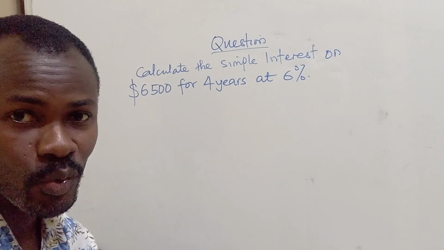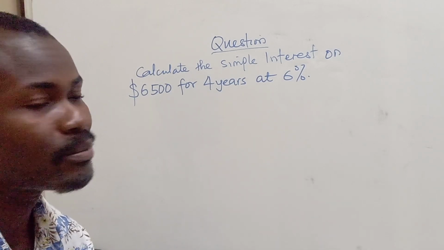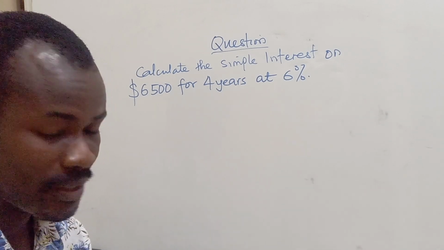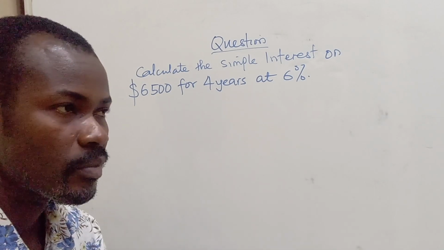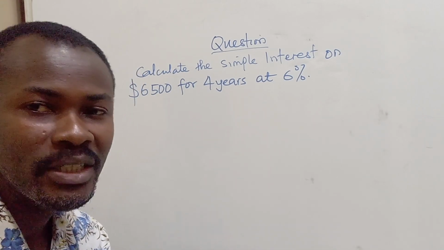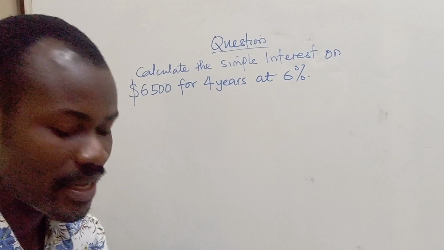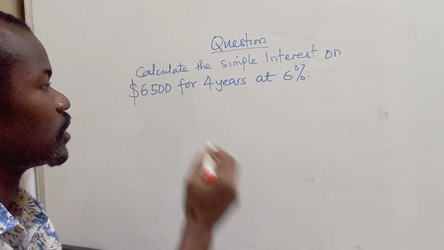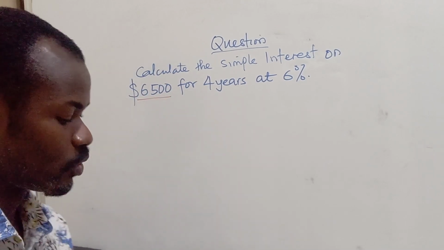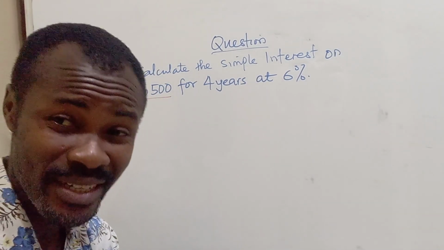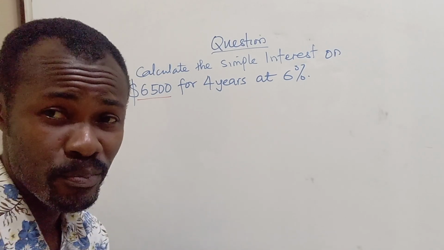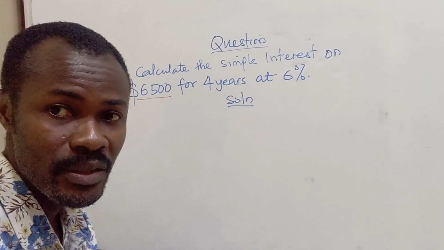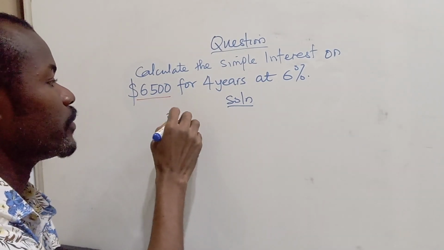So the first thing is we want to understand what is simple interest. If you borrow money or you lend money to somebody, let's say a bank, the money that is being borrowed, that is being given out, is what we call the principal. So in this question, this is going to serve as the principal, the money being given as a loan or being borrowed.